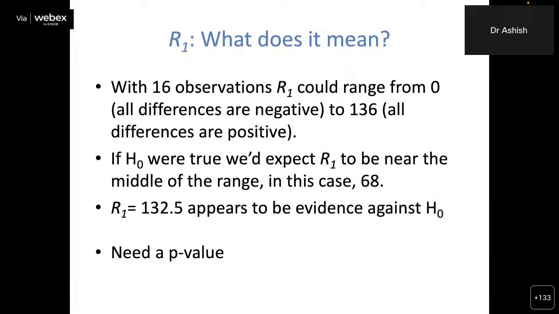So what does R1 suggest? With 16 observations, R1 could range from 0, where all differences are negative, to 136, where all differences are positive. If H0 were true, we would expect R1 to be near the middle of the range. In this case, half of 136 is 68. But we are getting an R1 value of 132.5, which is closer to the extreme, 136. So this appears to be evidence against H0. So we need to have a p-value for that.